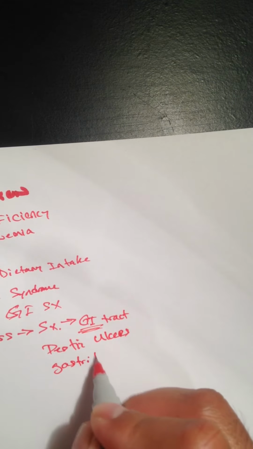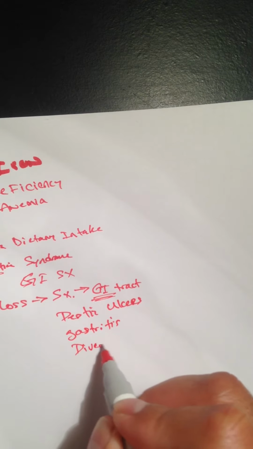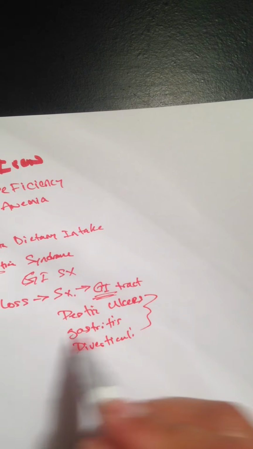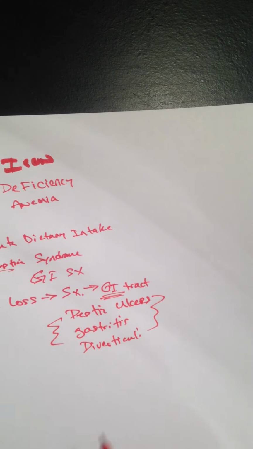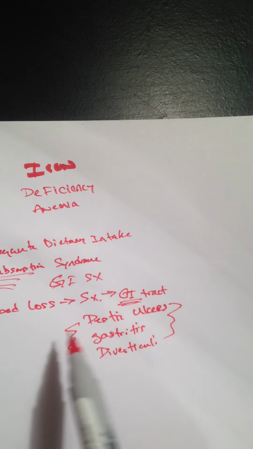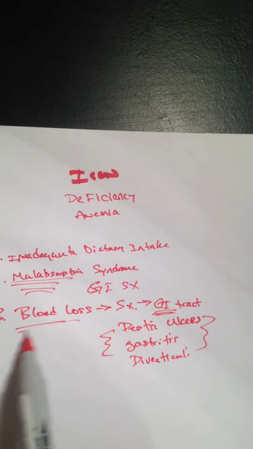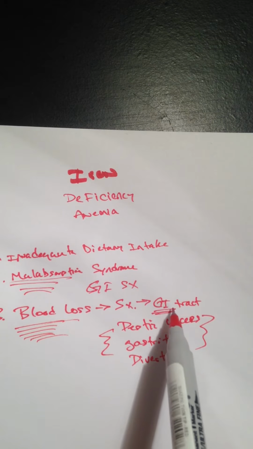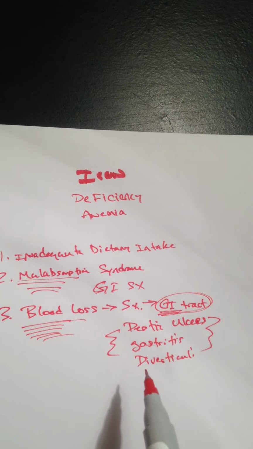gastritis, diverticuli. Okay, these may all result in GI bleeding, and as a result cause blood loss. Okay, that's what we're talking about in this portion here, in blood loss. And it would be due to the GI tract having some type of pathology.